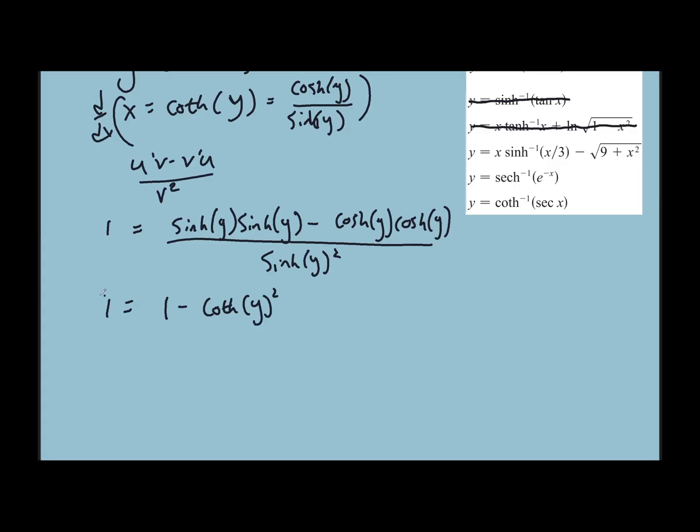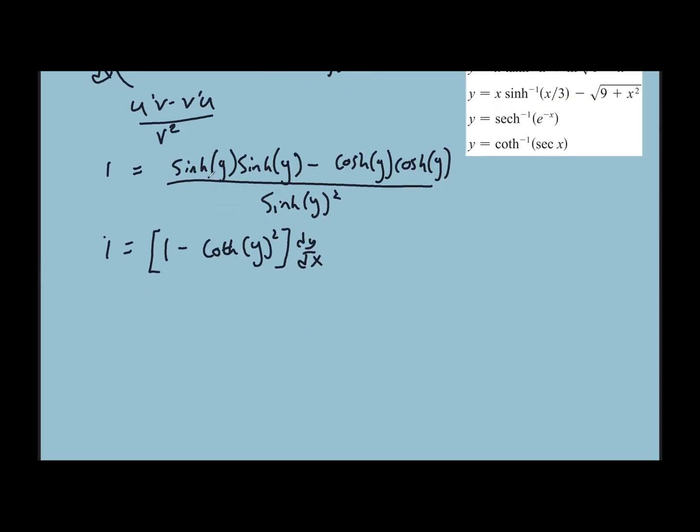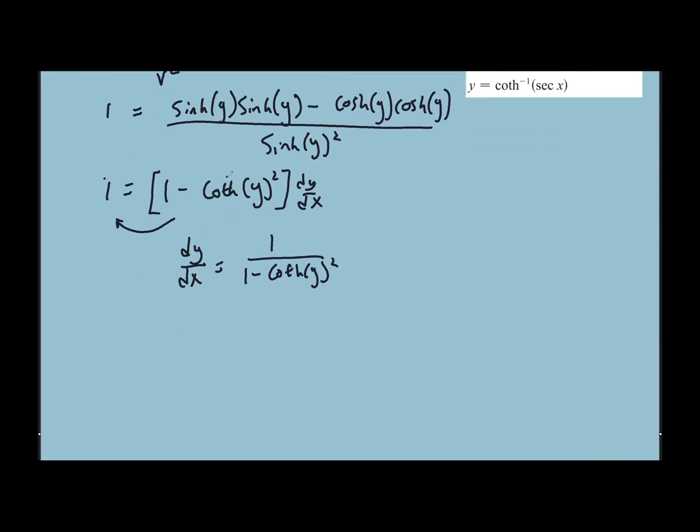And, sorry, over here is going to be a dy dx still, right? Because we're taking a derivative of a y function with respect to x. So I'm going to divide that out, and we'll say dy dx equals 1 over 1 minus hyperbolic cotangent of y squared. Yuck. But I think that's correct so far.